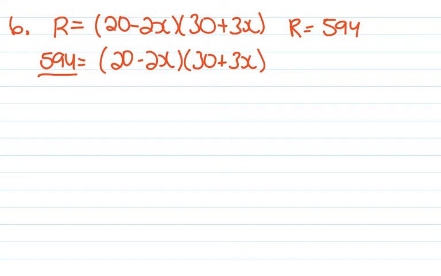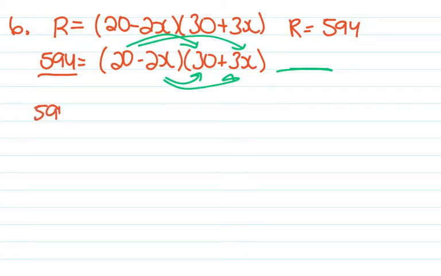So what we need to do is we need to unfactor this, which would be expanding like this, multiply, multiply, multiply, multiply. Then we need to get the 594 over to this side so that the whole thing equals 0, and then we need to refactor to solve for x. All right, so we're going to leave the 594 over there for now. And then we're going to expand these two brackets.